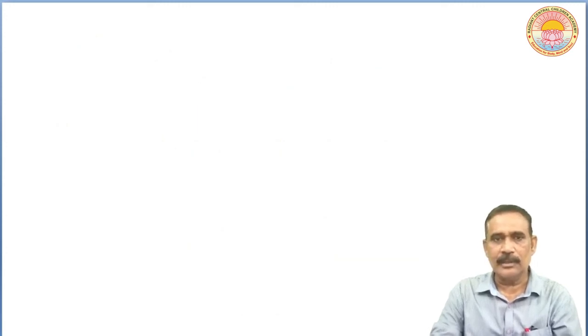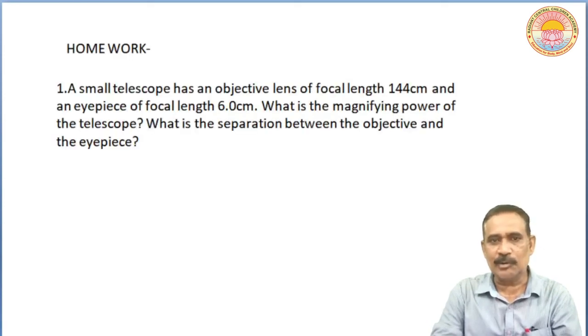Now again you see the homework. A small telescope has an objective lens of focal length 144 centimeter and an eyepiece of focal length 6.0 centimeter. What is the magnifying power of the telescope, and what is the separation between the objective and eyepiece? So you do this question.